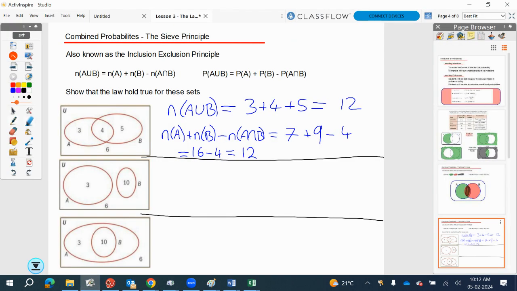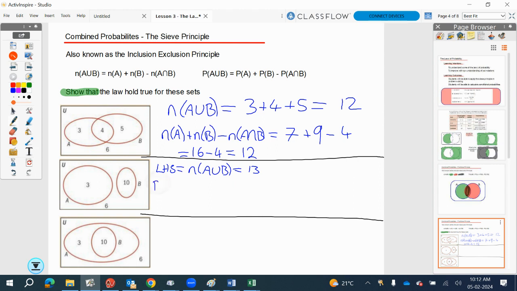Okay, take care. This is a "show that" question. It's a typical left-hand side to right-hand side proof. So we need to show that this equation balances. That means we have to use the left-hand side of the equation. So the left-hand side of the equation is equal to the number of elements in A union B. Use the notation. You have to copy it down. This is calculated as 13.